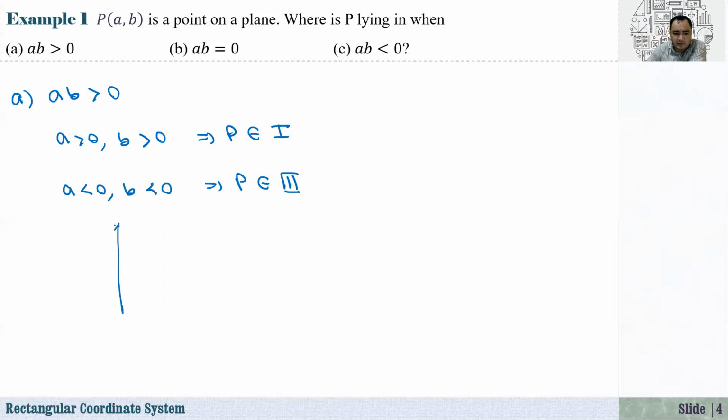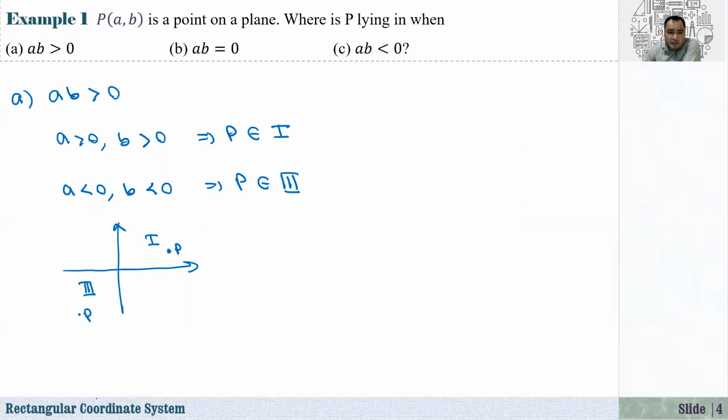So here, this is our coordinate system. This one is our first and this one is our third quadrant. So P is somewhere here, let's say, because both coordinates are positive, or it is here. So we have two possible cases here.